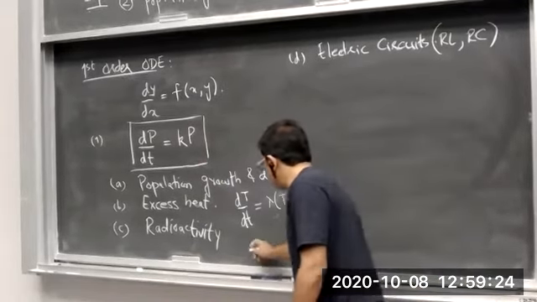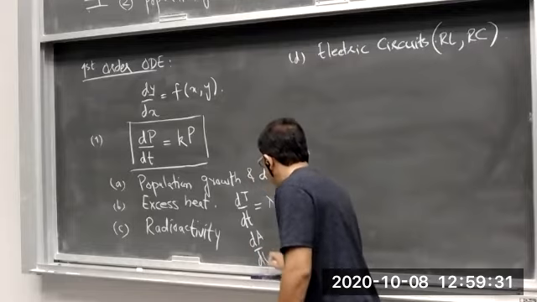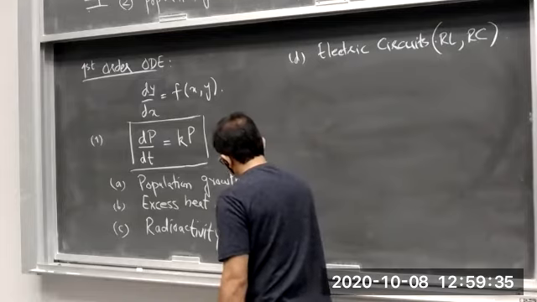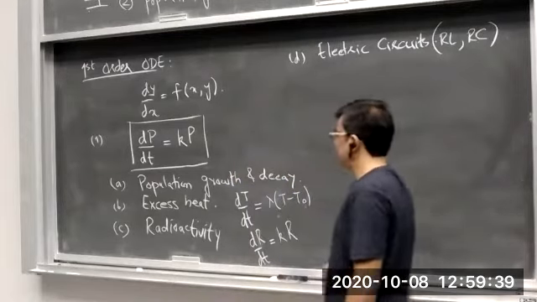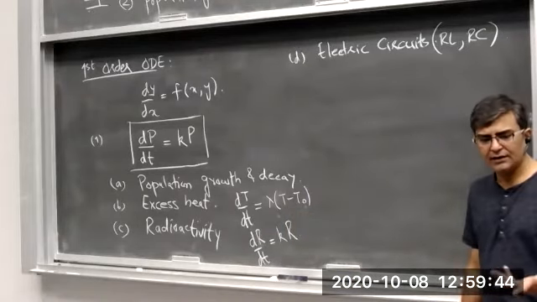रेडियोएक्टिविटी में आप इसको किसी भी तरीके से डिनोट कर सकते हैं. आप इसको dA by dt या dR by dt कह दें. ठीक है, ठीक है, it doesn't matter. ठीक है, k times R. So in different situations, हम notation इसकी different रख सकते हैं.